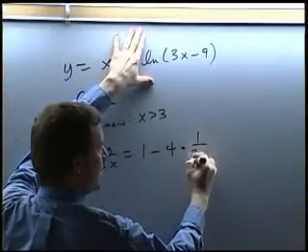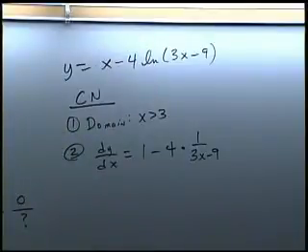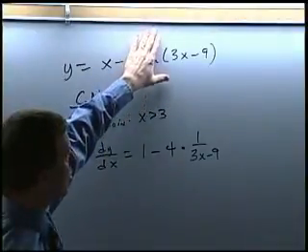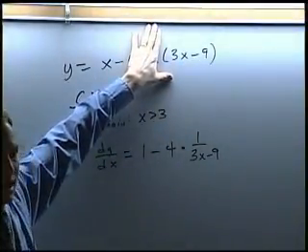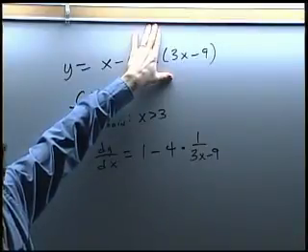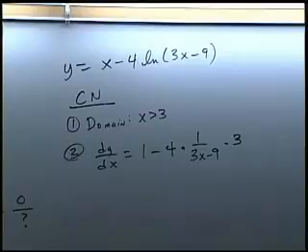Okay, the derivative of the natural log of something is 1 over the something. So 1 over 3x minus 9. Now I look inside the parentheses because I'm done with the natural log part of the derivative. And what's the derivative inside the parentheses? It's a 3. So I have to multiply this by 3. Okay, so here is my derivative.